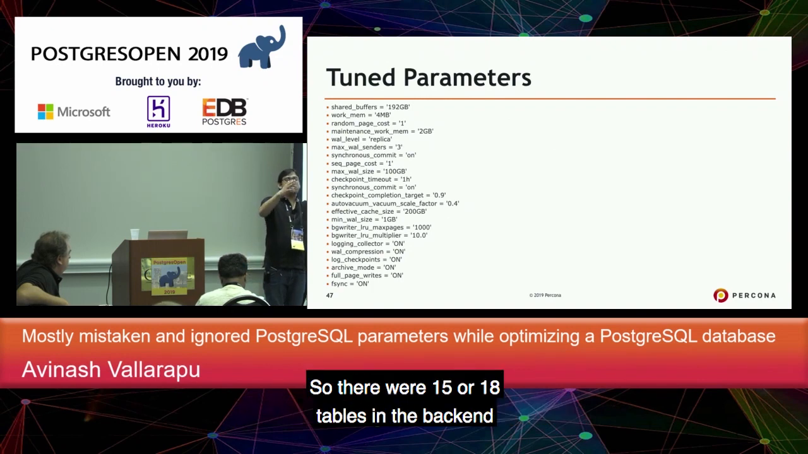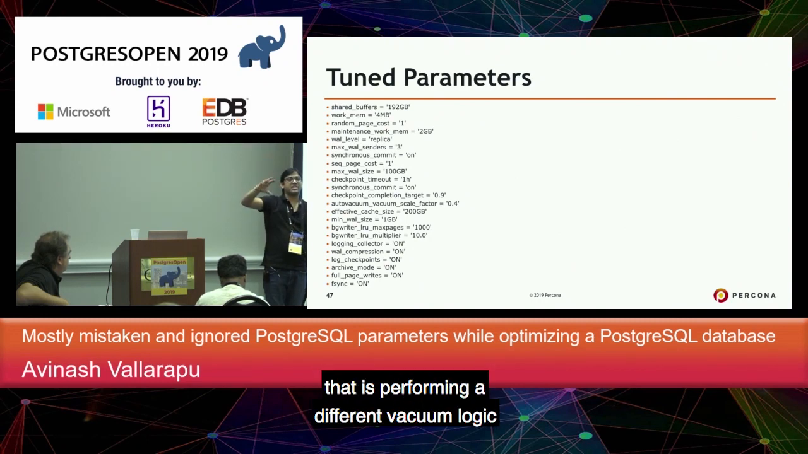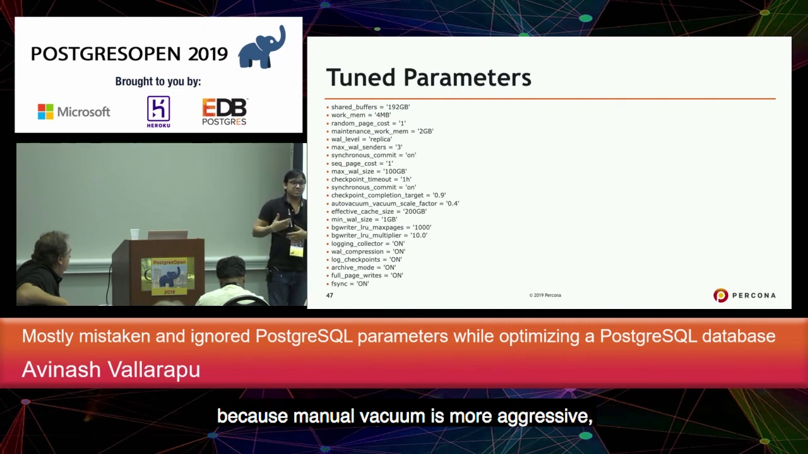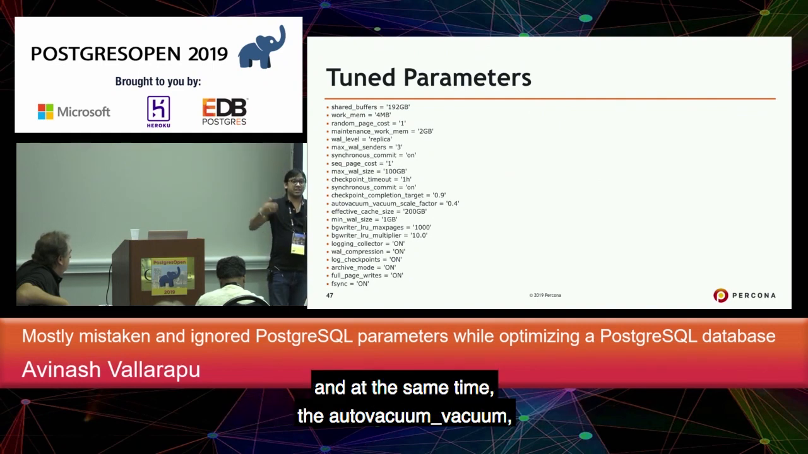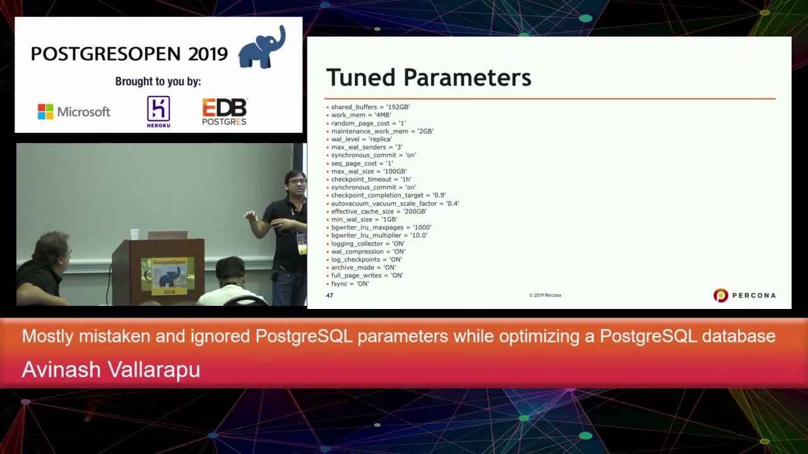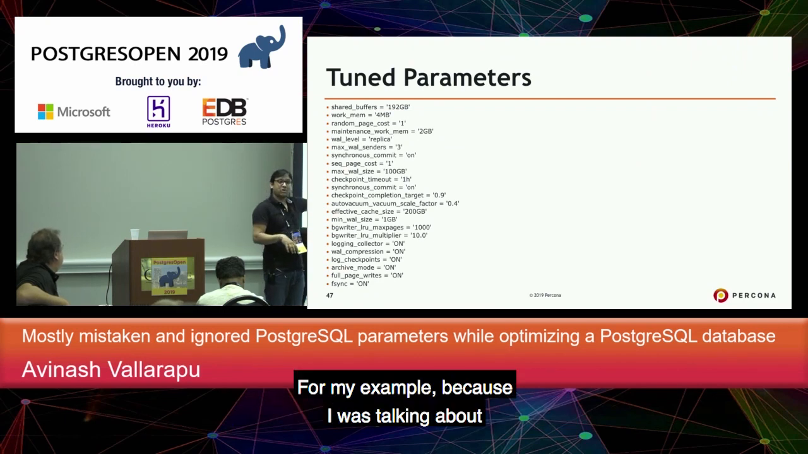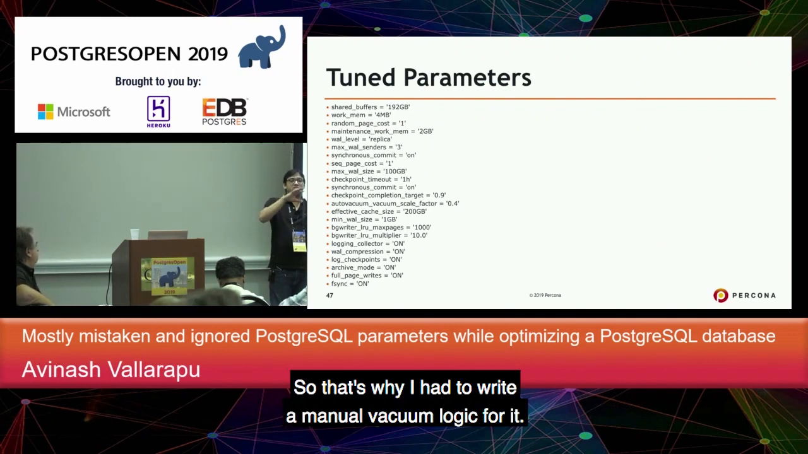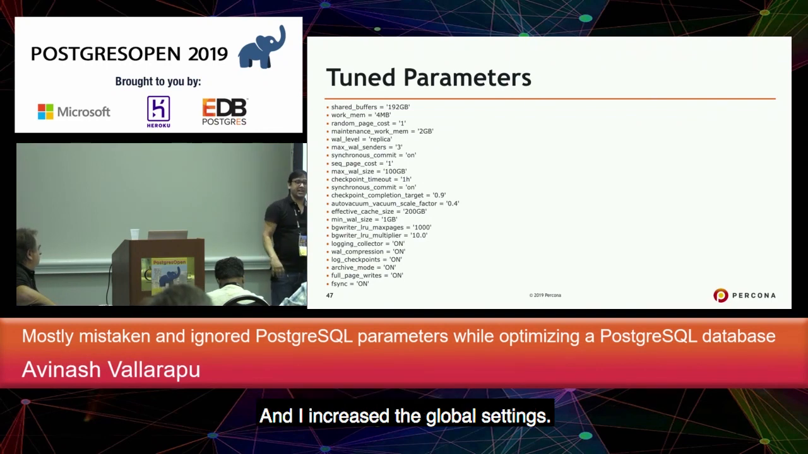There were 15 or 18 tables in the backend that I've created, and I've got a separate cron script that is performing a different vacuum logic than what Postgres does, because manual vacuuming is more aggressive. And at the same time, there is the way the table gets into the list and Postgres performs a vacuum on it. For my example, I was talking about how a table with fewer records can get more priority for vacuuming. So that's why I had to write a manual vacuum logic for it, and I increased the global settings.